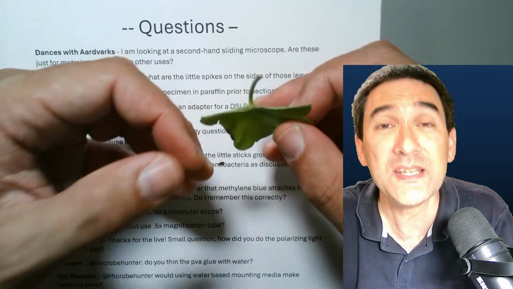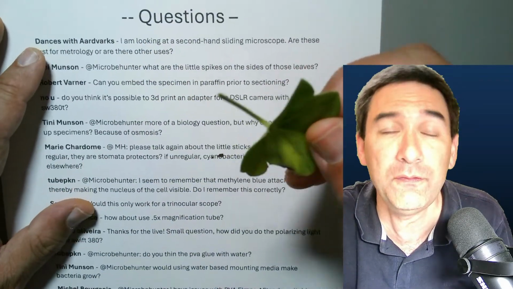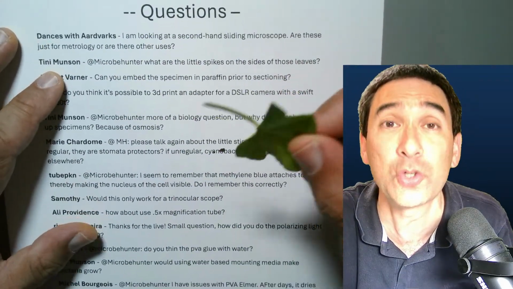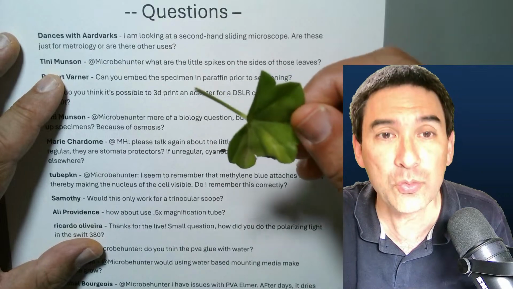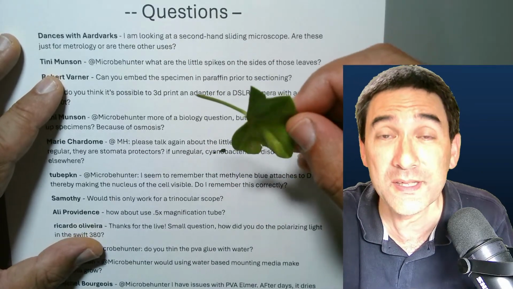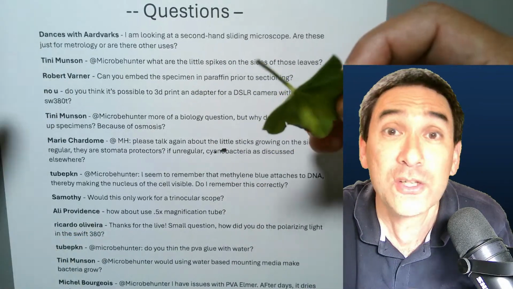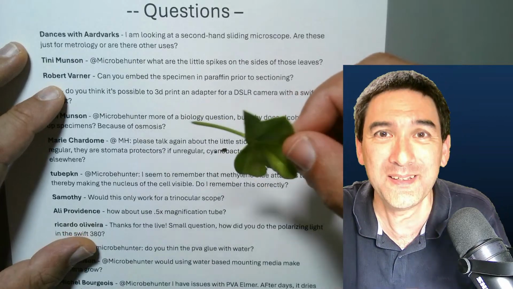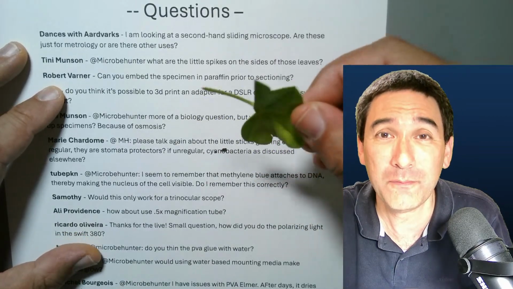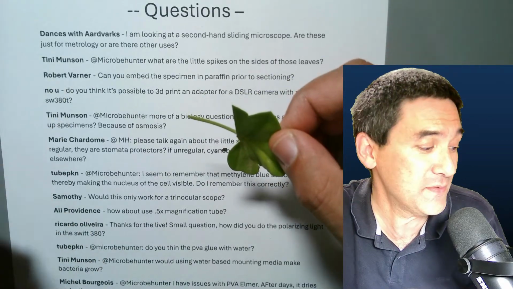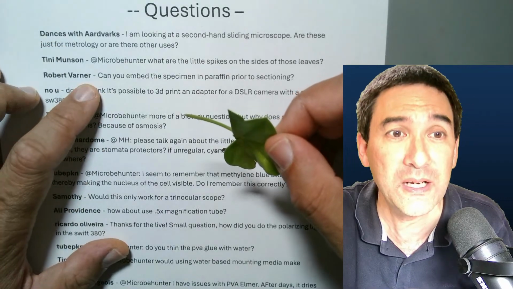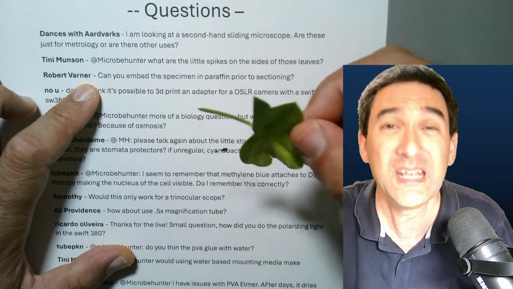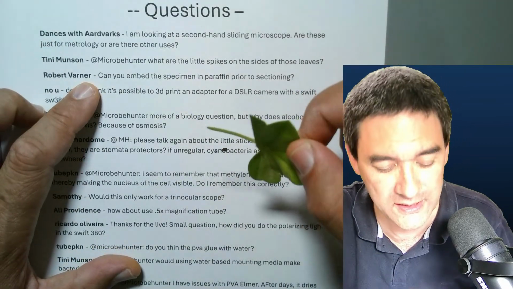The question is always, is it worth it? And it is worth it if you want to do this commercially, for example. But if you just want to observe things for hobby purposes, unless you like making paraffin embedded specimens, it is basically fine to just use those microtomes that I showed you to make direct cuts, even if they might not be quite as perfect.